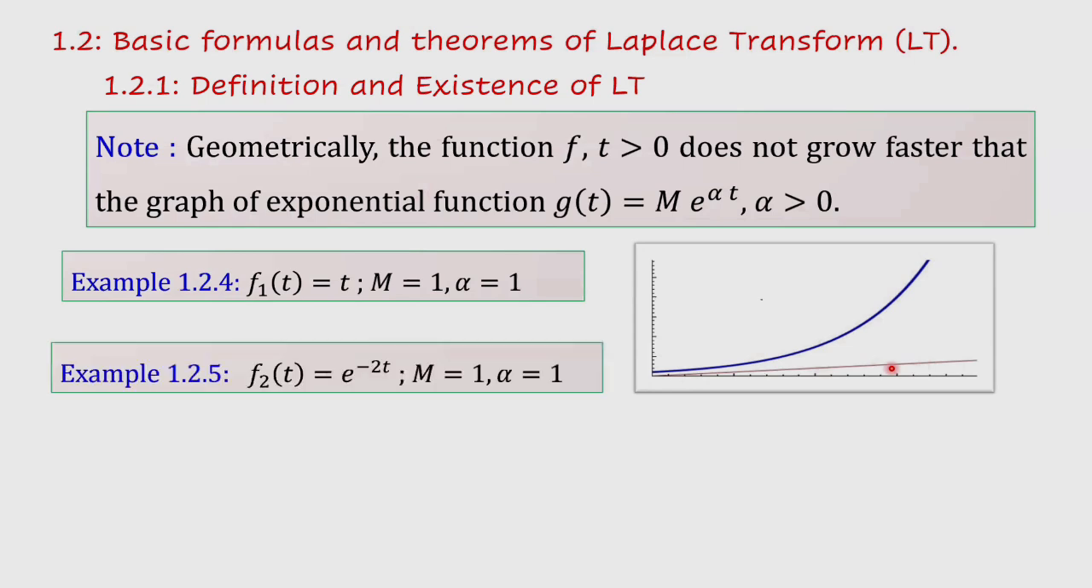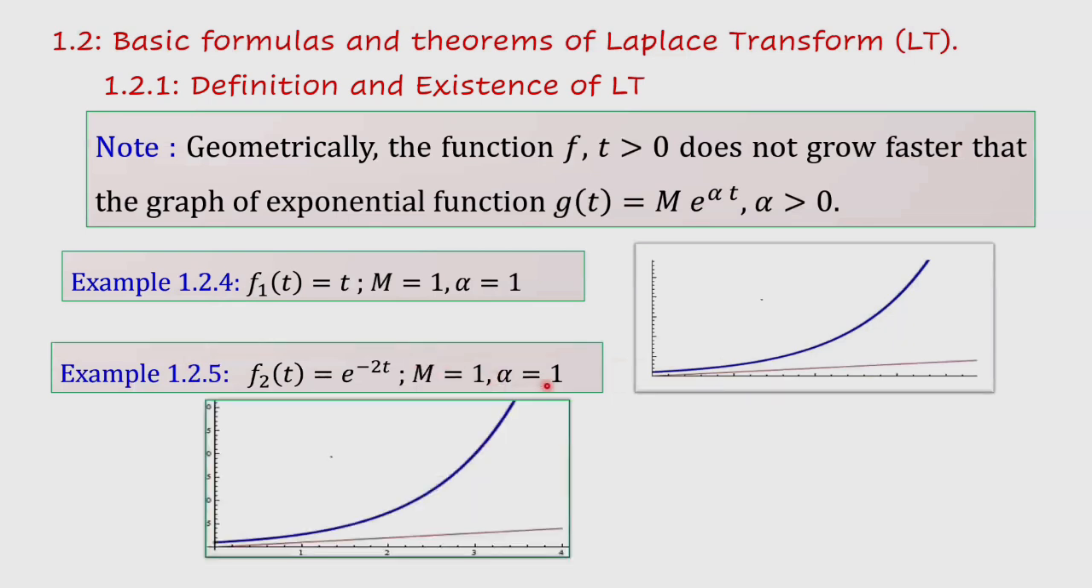Next example is f2(t) equal to e to the power minus 2t. Here M equals 1, alpha equals 1, so this holds. The graph of this function is, again, here this is the exponential function, and this is exponential minus 2t. Since we take a small range, it looks like a straight line, but it is actually not a straight line.